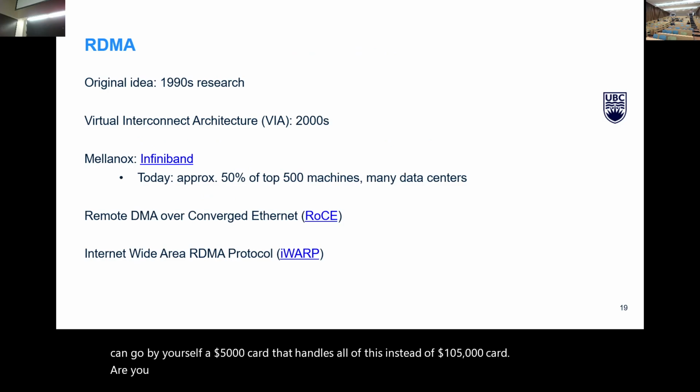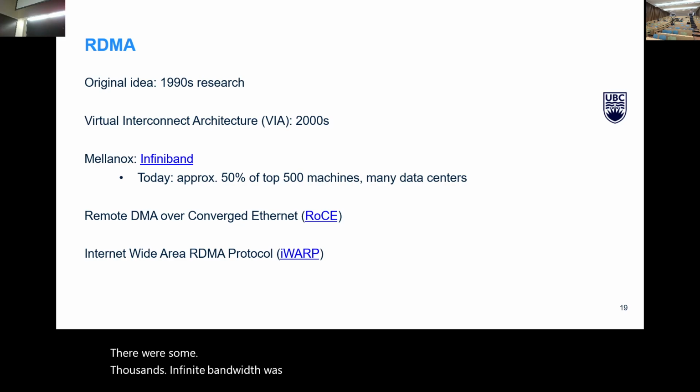RDMA is an ancient idea. It came from the 1990s. That's like prehistory. There were some models for this in the early 2000s. InfiniBand, which was developed by Mellanox, I mentioned, was a mechanism for doing high-speed intercomputer data transfers. A lot of it was used for clusters. Approximately 50% of top 500 machines are using InfiniBand.